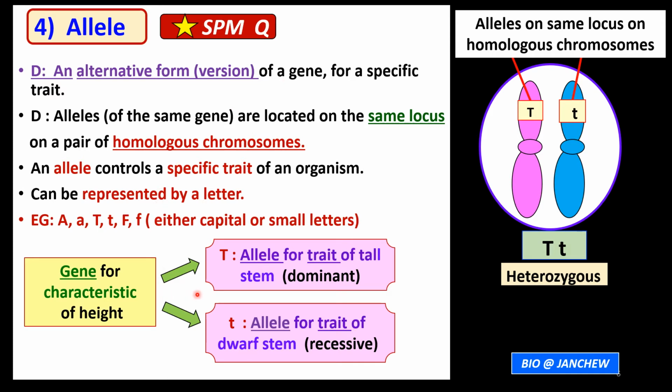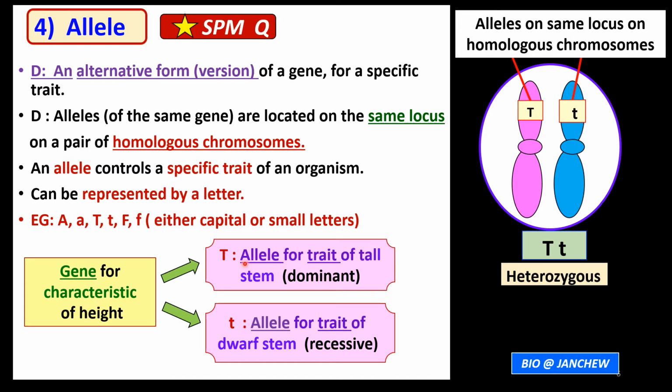So we can say it like this: the gene for the characteristic of height consists of two forms, the allele for the trait of tall stem and the allele for the trait of dwarf stem. So the alleles are the forms of a gene and each controls a particular trait. When we talk about a trait and the unit of inheritance that controls that trait, we must use the word allele, not gene. Gene is used for the unit of inheritance that controls a particular characteristic, so it's more general. Use the word gene for characteristic and alleles for traits.